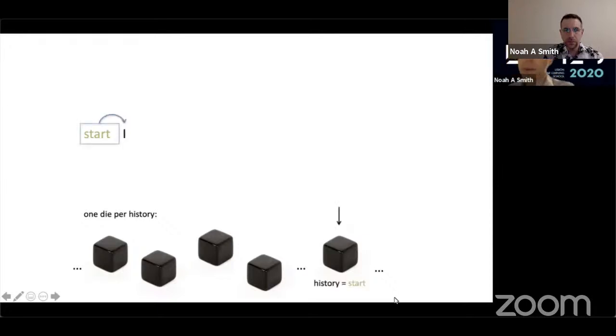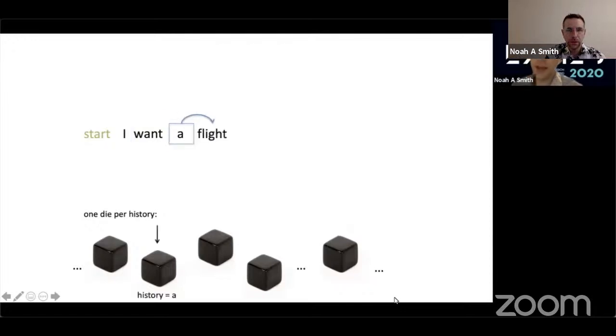So when we start out, we pick up the start die and we roll it. Then we pick up the I die and we roll it to pick the next word, want. Then we pick up the want die and we roll it and we get the next word, A, and so on. So notice that we don't have this sort of combinatorial explosion of dice. We just have one die for every history word. And we keep going until some die rolls us a stop.